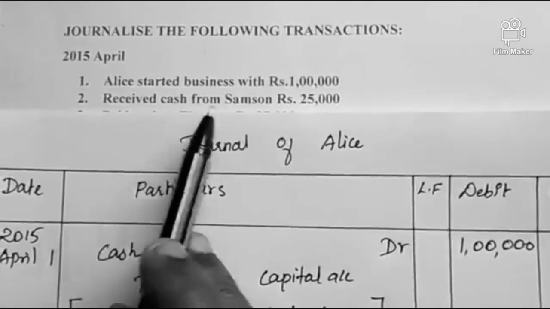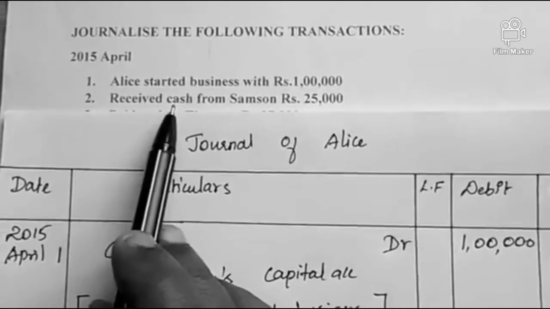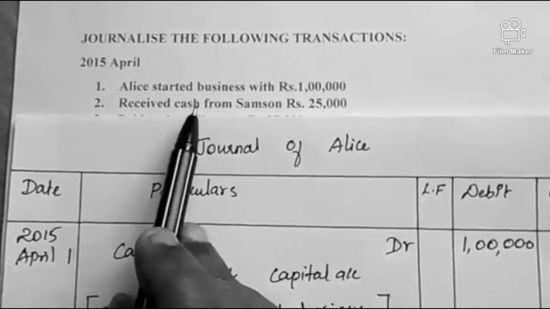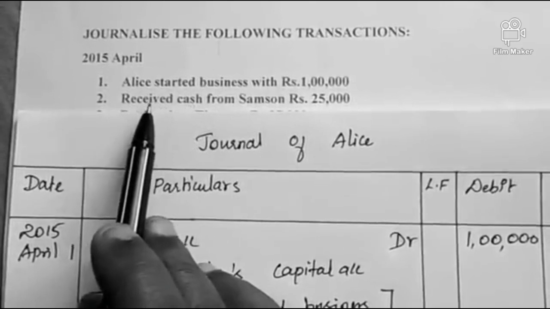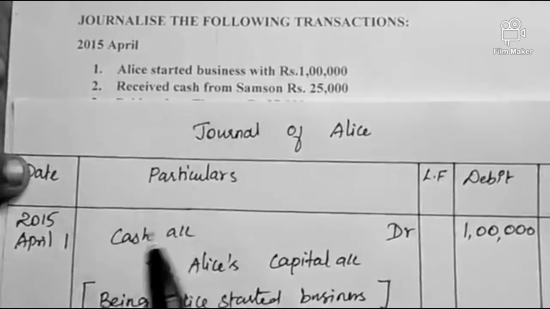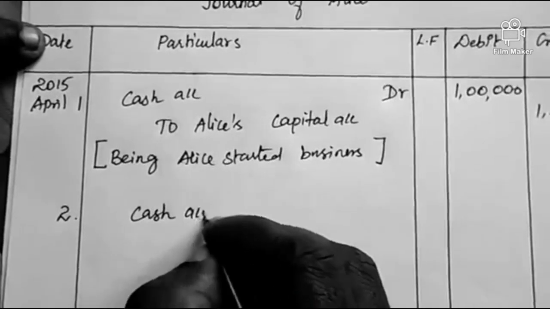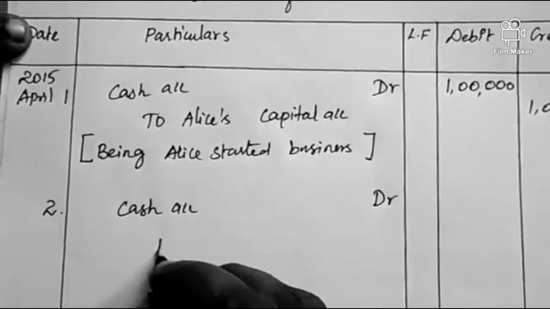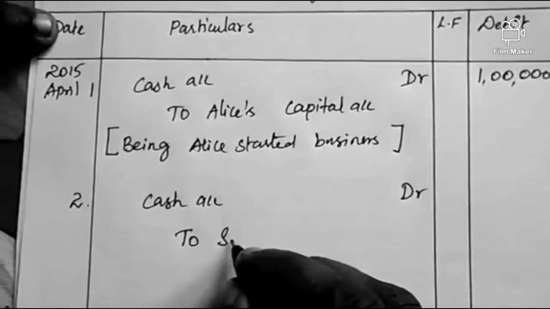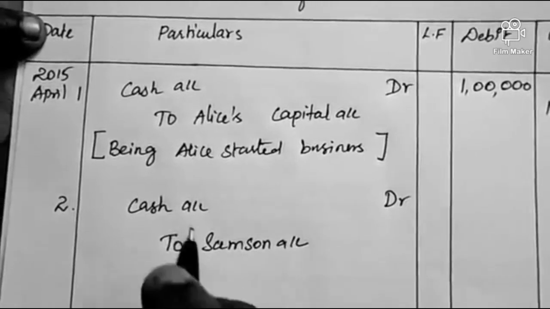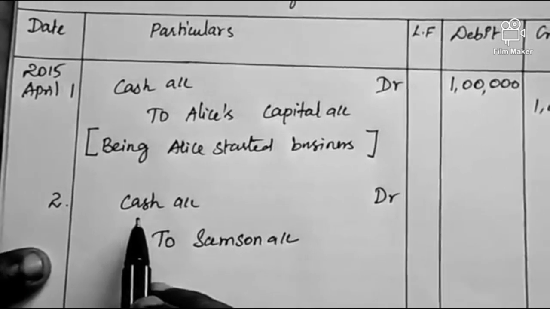When you receive cash from Samson, what comes in? Cash comes in. So cash is a real account. No, the real account rule is debit what comes in. When you receive cash, cash comes in. So enter cash on the debit side. Cash account debit. Then automatically you can set the second one, Samson. Samson account.